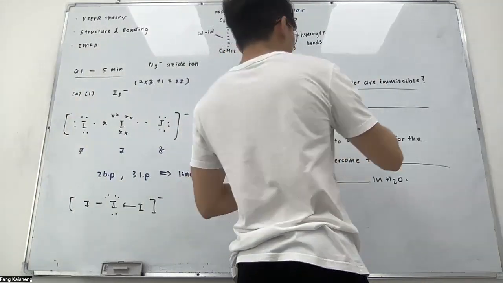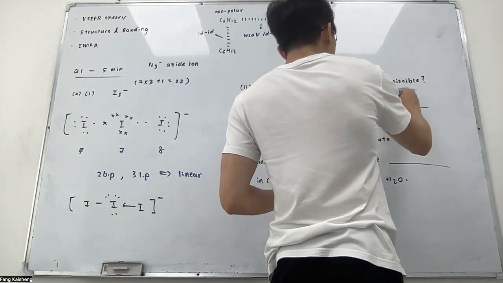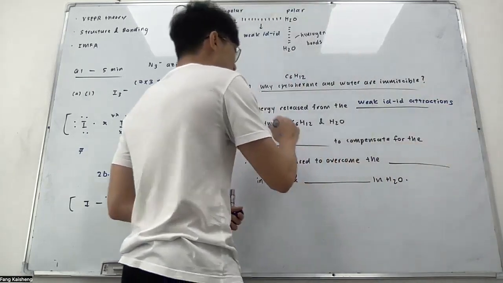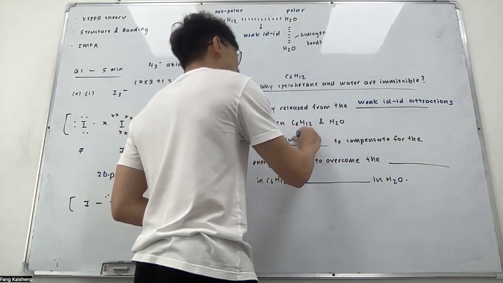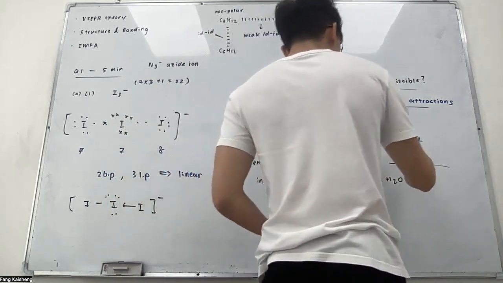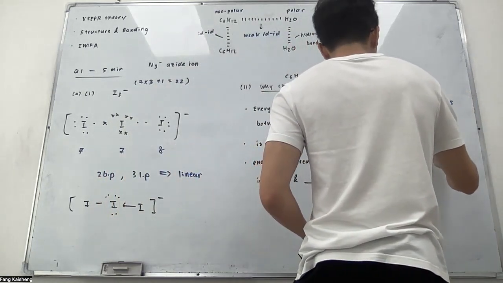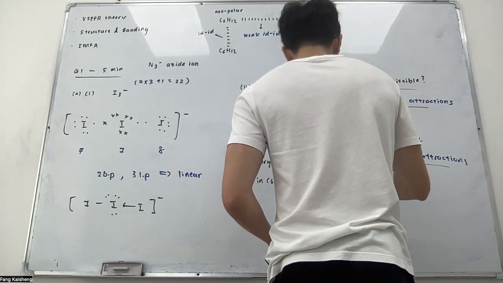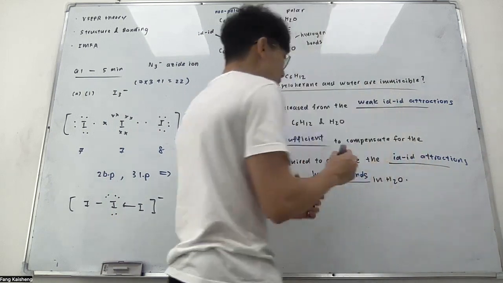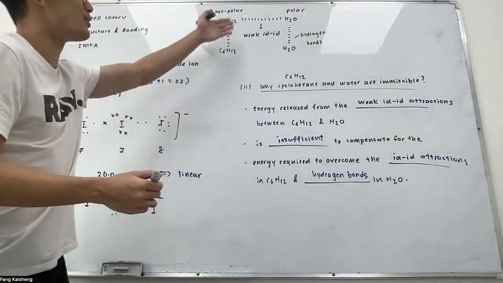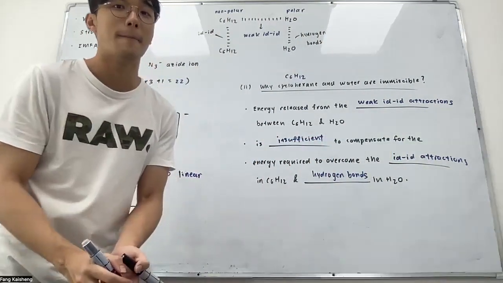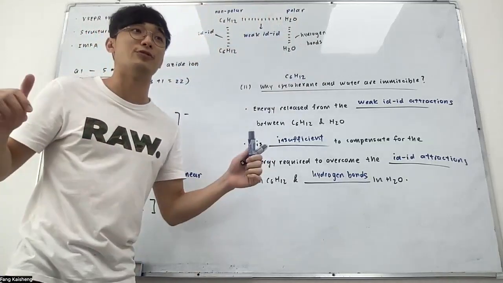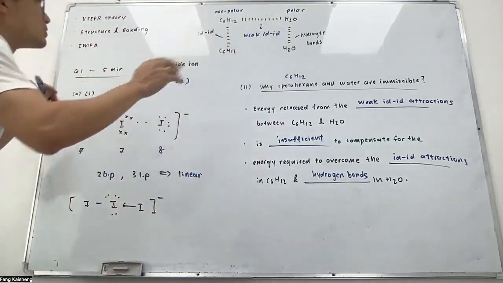As for the answering format, you can tell me energy released from the weak ID-ID attractions. You can include the word weak to really showcase that it's not enough. The words not enough mean insufficient to compensate for the energy required to overcome the ID-ID attractions in cyclohexane and hydrogen bonds in water. Honestly, I'm not too worried about the answering format because you guys just need to get used to it yourself. What I'm more concerned with is whether you can identify the correct types of interactions. Generally, the type of molecule can bring you towards the correct interaction. All okay so far? So it's a rather simple question. Honestly, this one is nothing special.